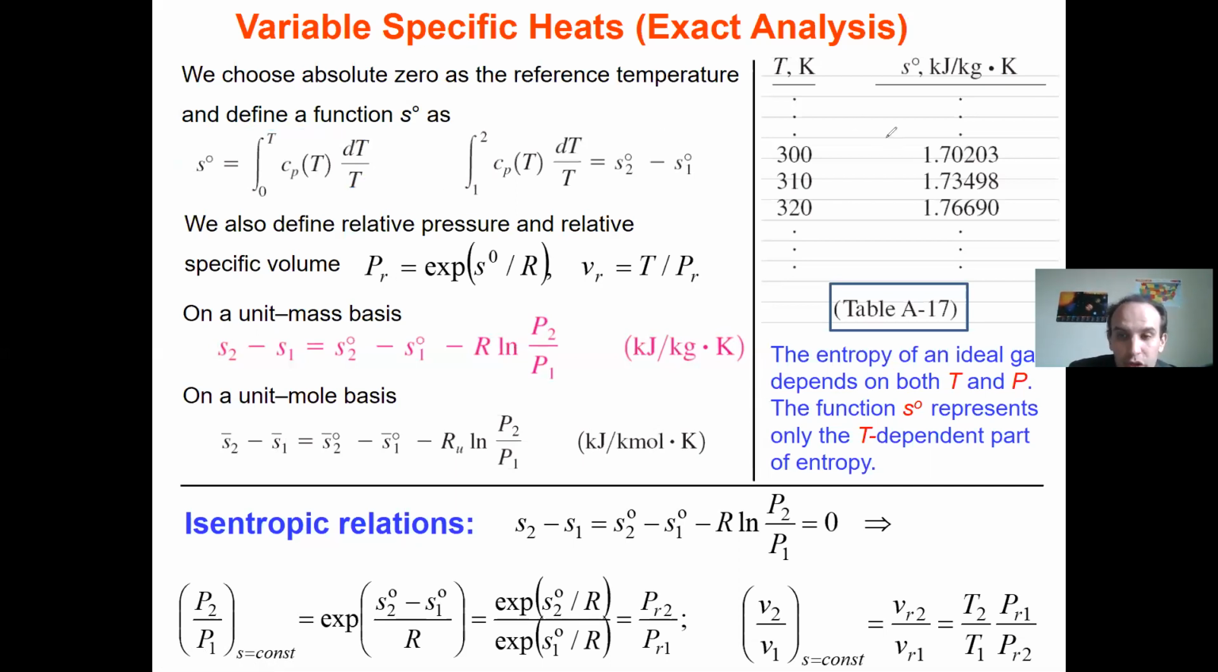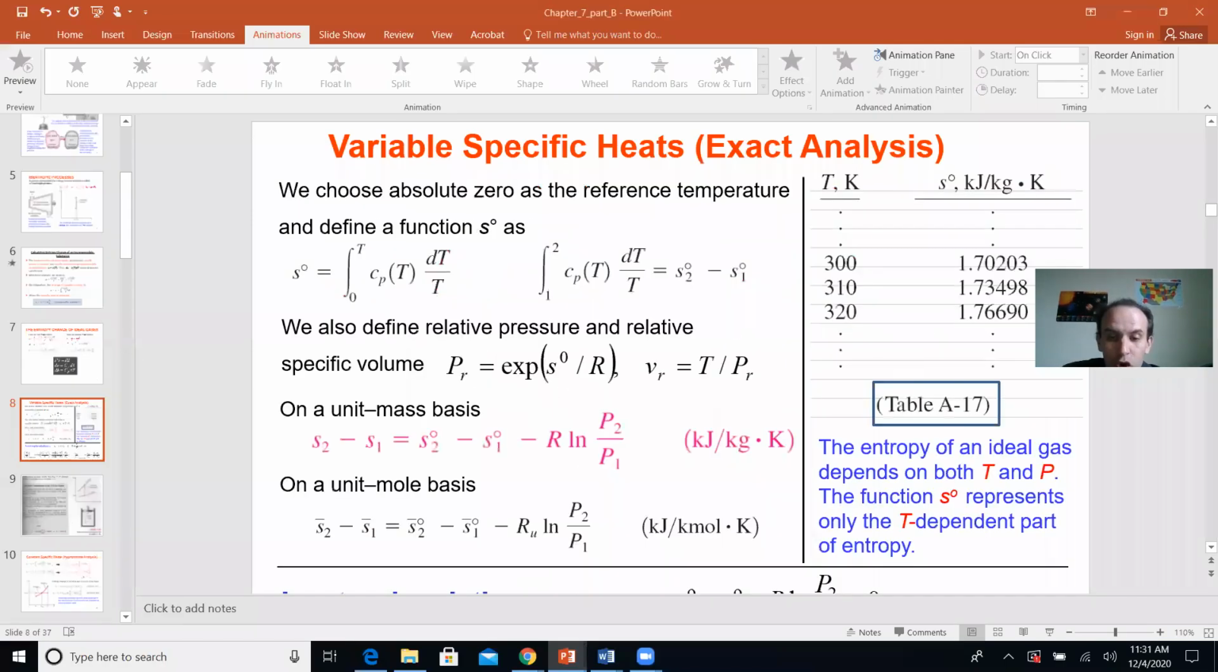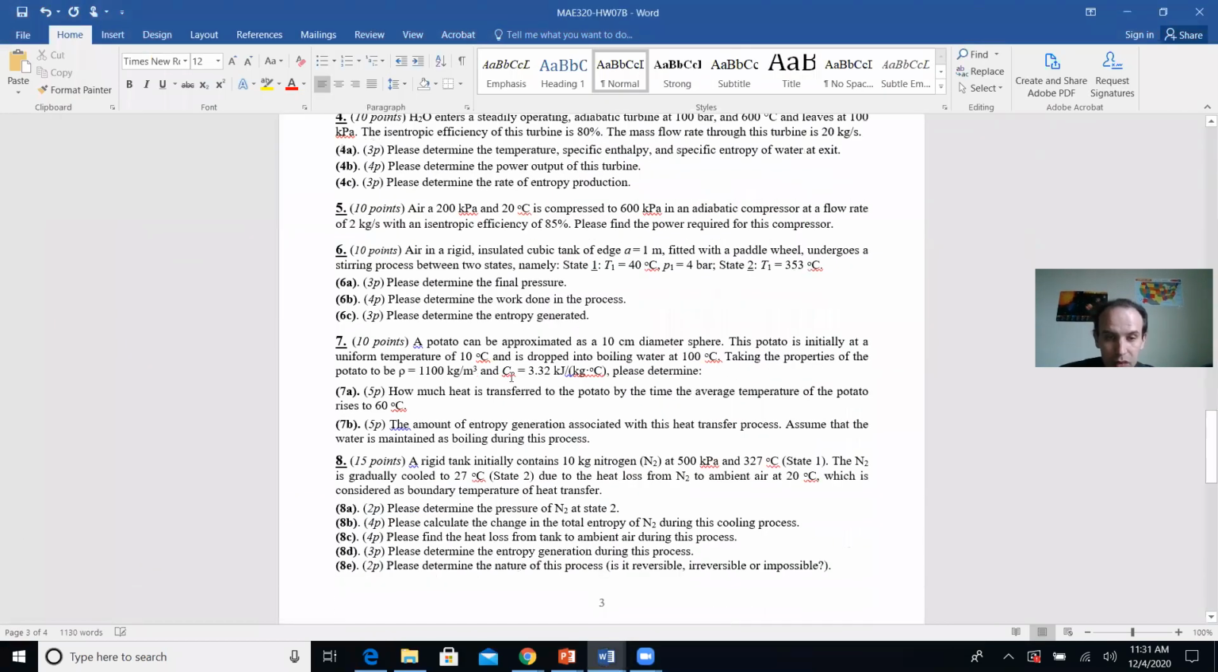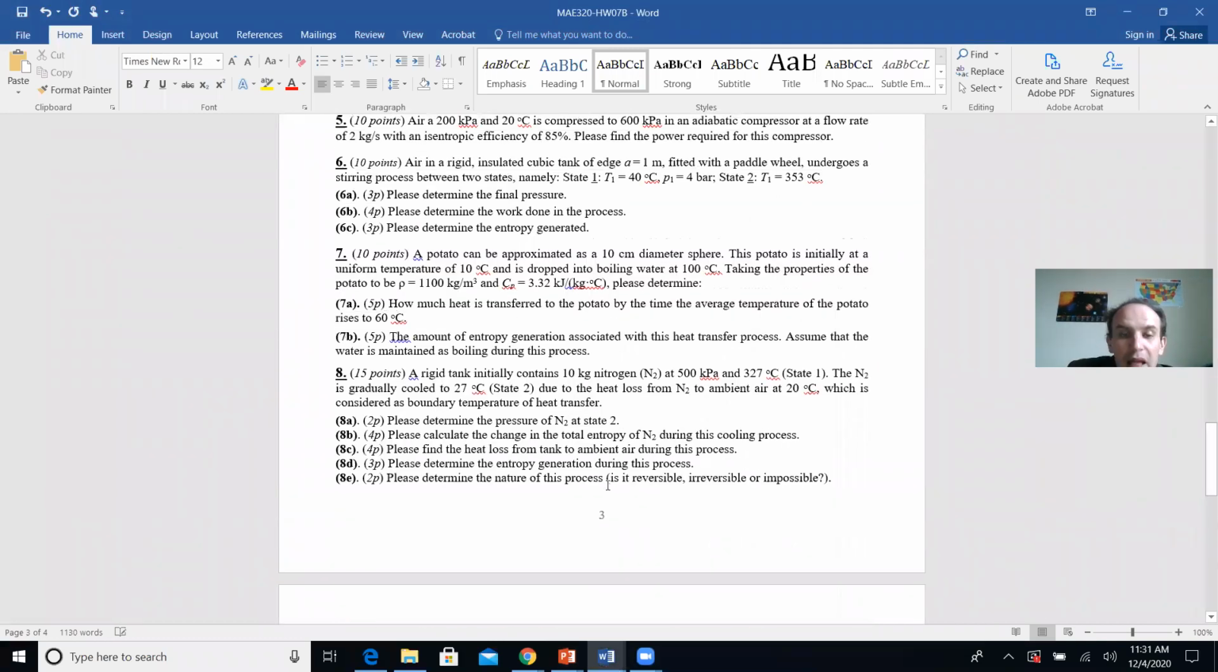Same story here. So for instance, you have your homework, that's problem number 6. You have a similar homework problem, and intentionally I give you this rigid tank. There is another problem about a tank. It's problem number 8. What does problem number 8 state? Please read it.